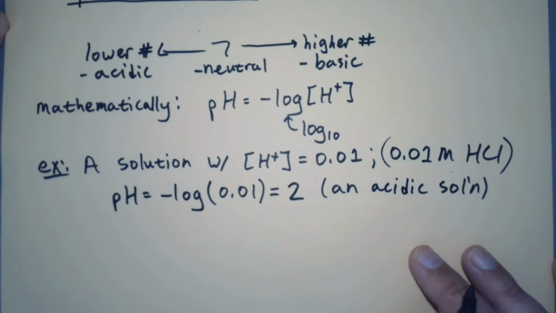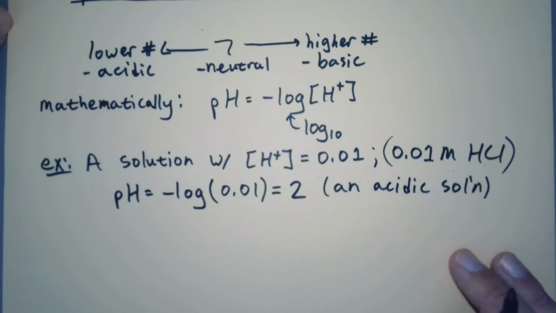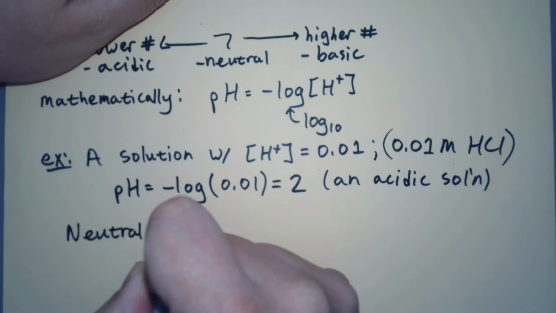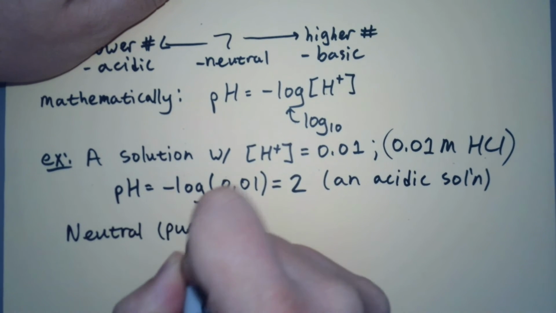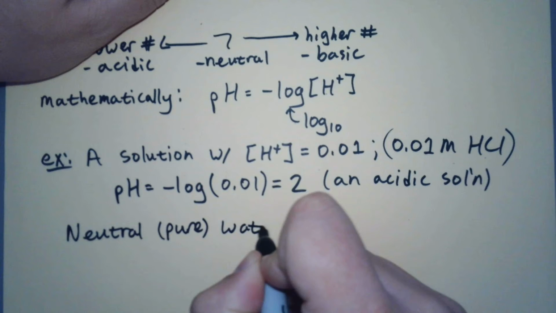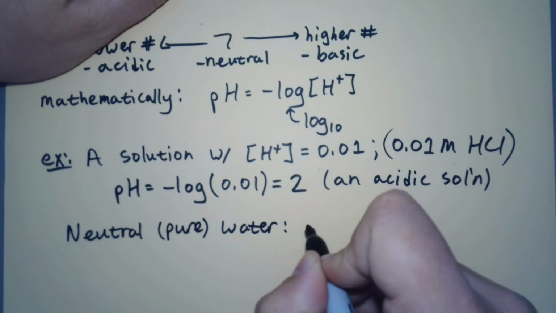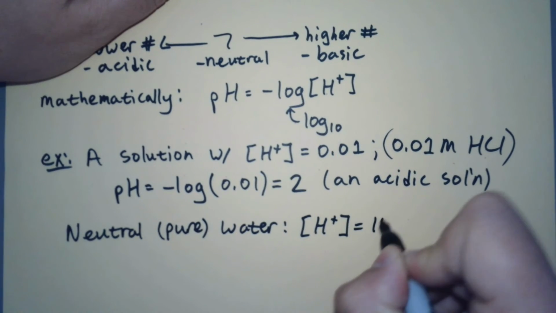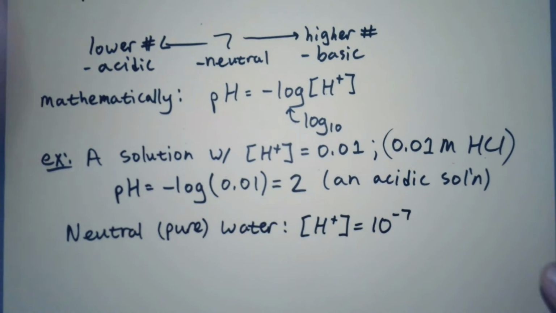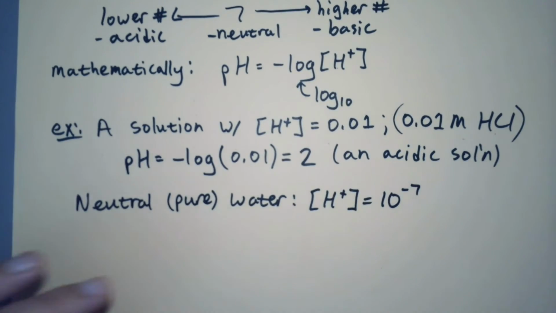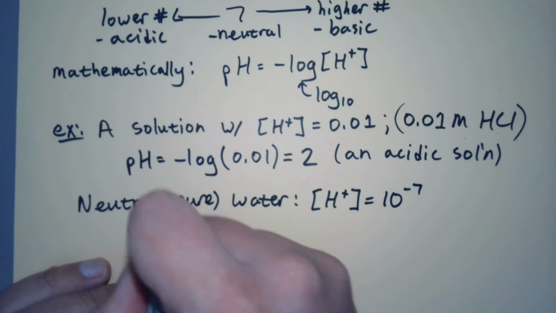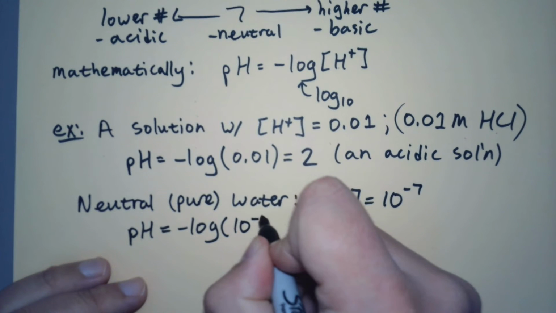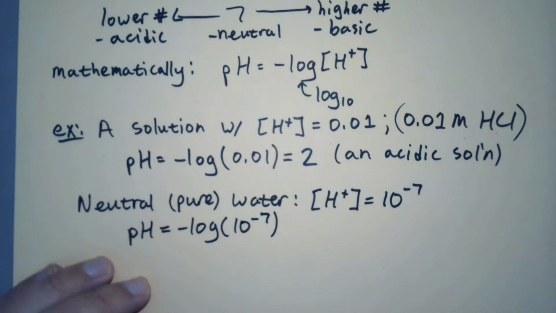Okay, so what about neutral water? Why is 7 neutral? Well, in neutral water, or pure water, our concentration of H+, we talked about this in the last video, is 10 to the -7. So what's the pH of that going to be? Well, it's going to be the negative log base 10 of 10 to the minus 7.